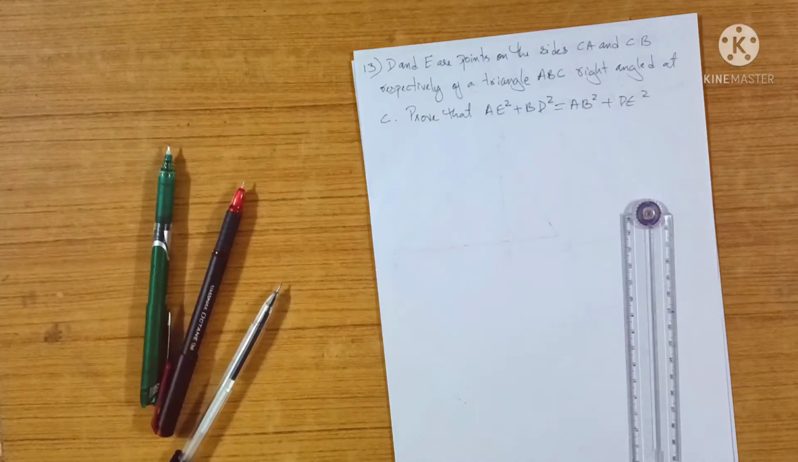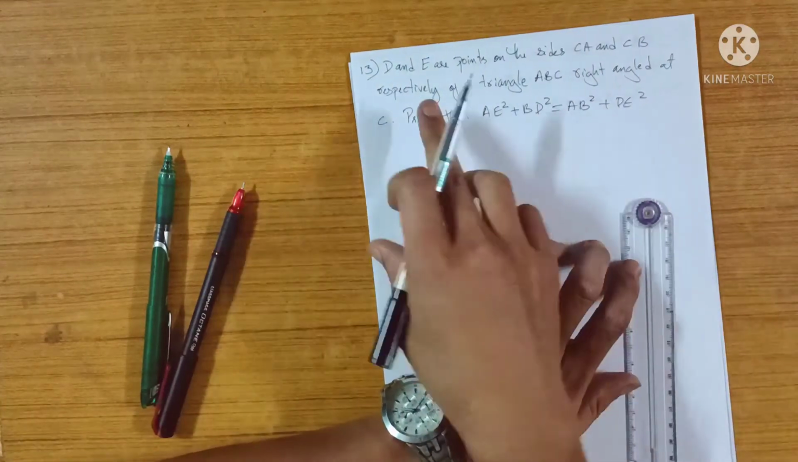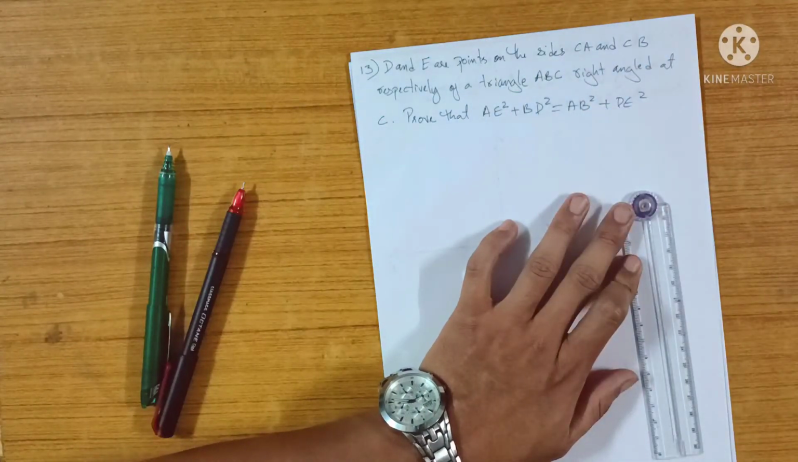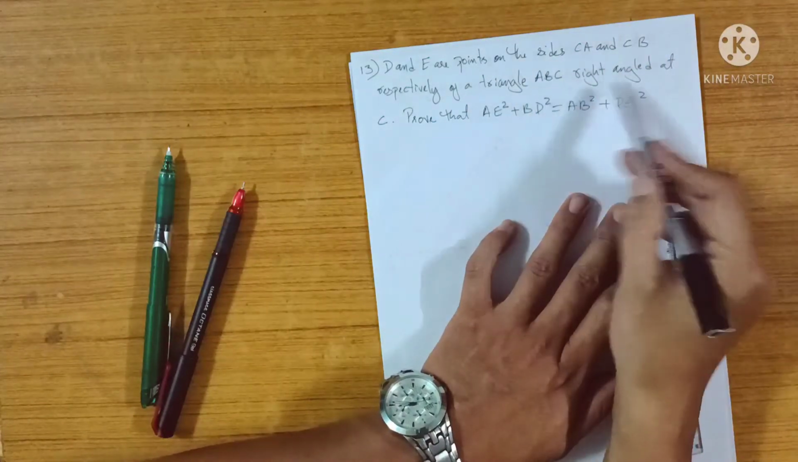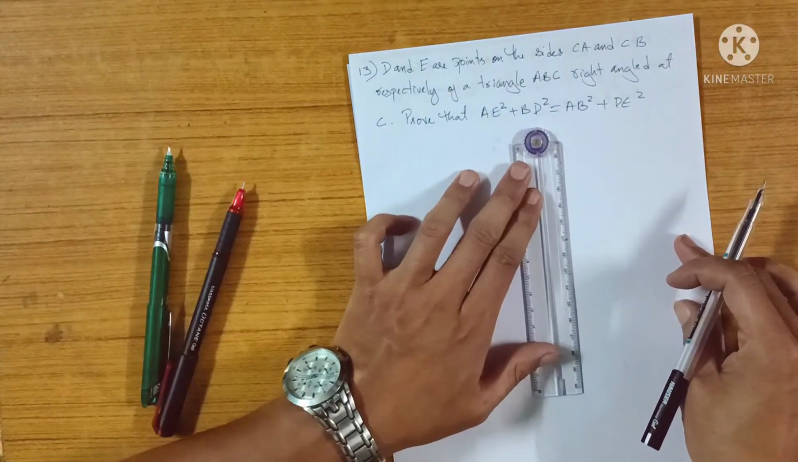Okay, we'll do question number 13. So they did not give the diagram in the question, so we'll have to draw the diagram. Okay, so let's read the question first. D and E are points on sides CA and CB respectively of a triangle ABC right angled at C. So we need a right angle triangle where the 90 degrees is at C. Okay, so let's draw the 90 degree right angle triangle first.